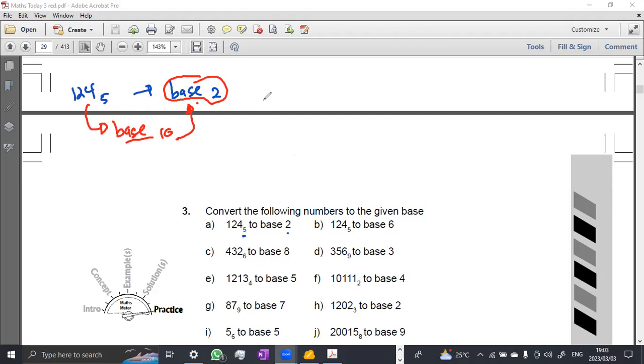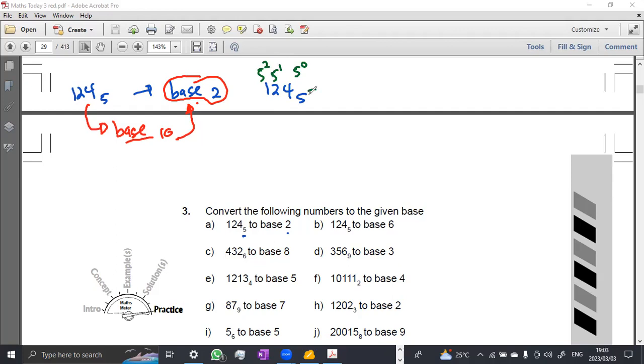Yes, we're together. So that means we are going to convert 1, 2, 4 from base 5 to base 10. Remember how we convert to base 10? You raise it to the powers of the given base, which is base 5. So this is going to be 5 to the power of 0, 5 to the power of 1, 5 to the power of 2.